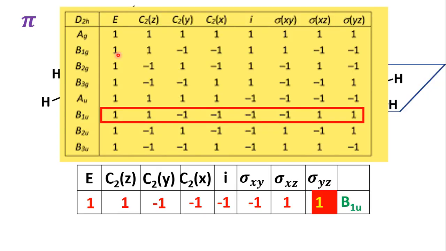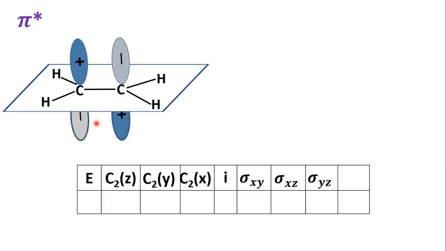If you look at the character table for D2h, we find the same sequence: 1, 1, followed by 4 minus 1s, followed by 2 plus 1s, 2 plus 1s, 4 minus 1s, followed by 2 plus 1s. It corresponds to B1u. So the symmetry of the pi bonding molecular orbital is B1u.